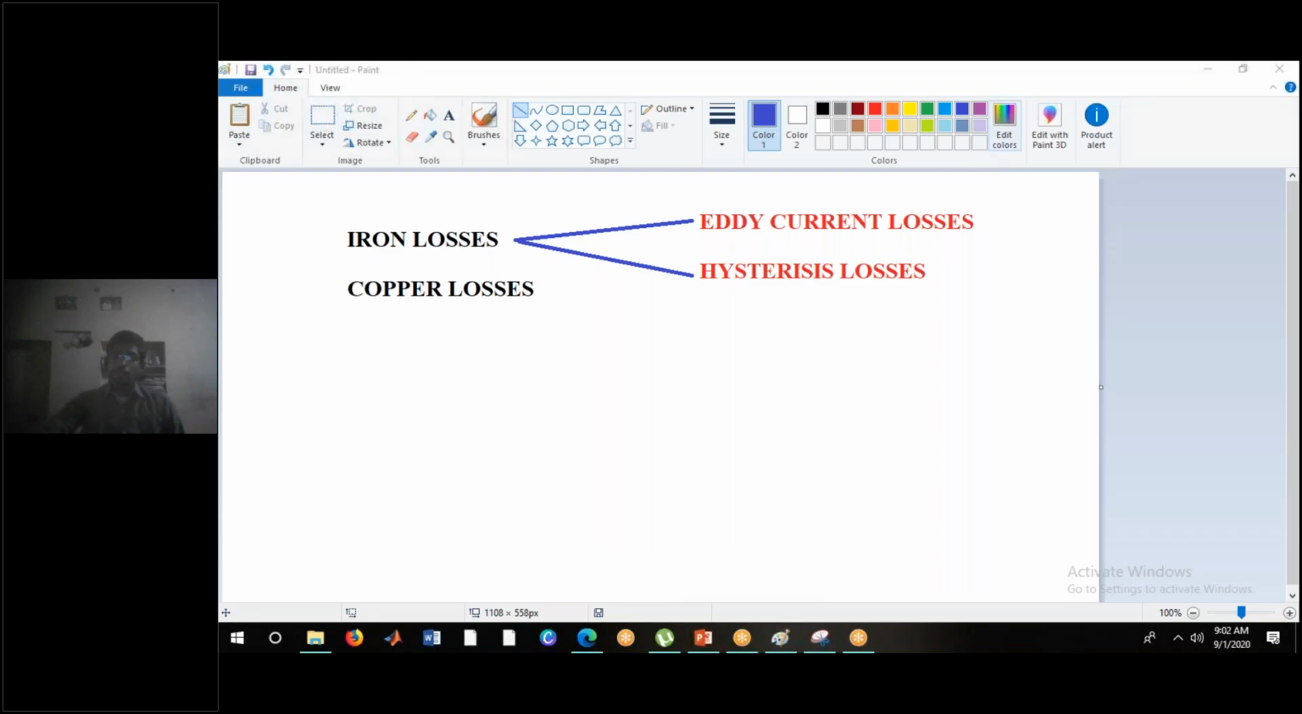In any electrical machine, whether a DC motor, DC generator, or transformer, or any electrical device, there are two losses occurring mainly. One is iron losses and another is copper losses. These two losses mainly depend on what type of material we are using and what current is flowing through that particular material.